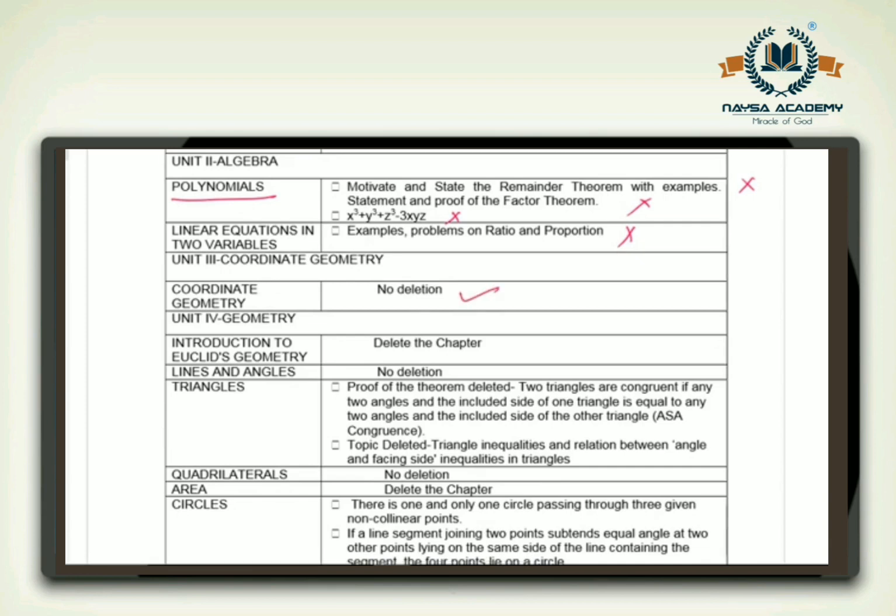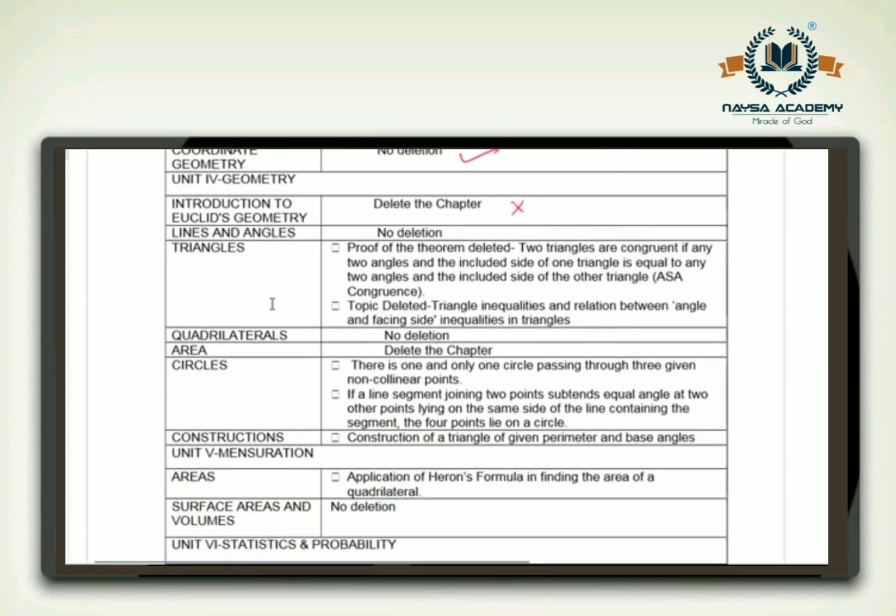Introduction to Euclid's geometry. Now this complete chapter is excluded. There is no need to go through this chapter, Euclid's geometry. Lines and angles, again you have to do this complete chapter, there is no deduction. Triangles, proofs of the theorems, deleted.